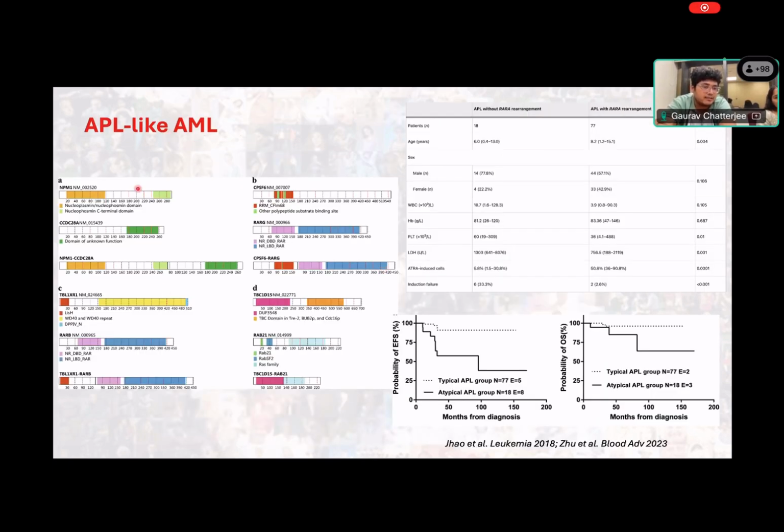So this is known as APL-like AML, where we have fusions in either RAR beta or RAR gamma. They have slightly worse prognosis as compared to RAR alpha APMLs, and their response rate to ATRA is also low. So therefore they not only help you in diagnosing, but also help you in prognosticating the patient.